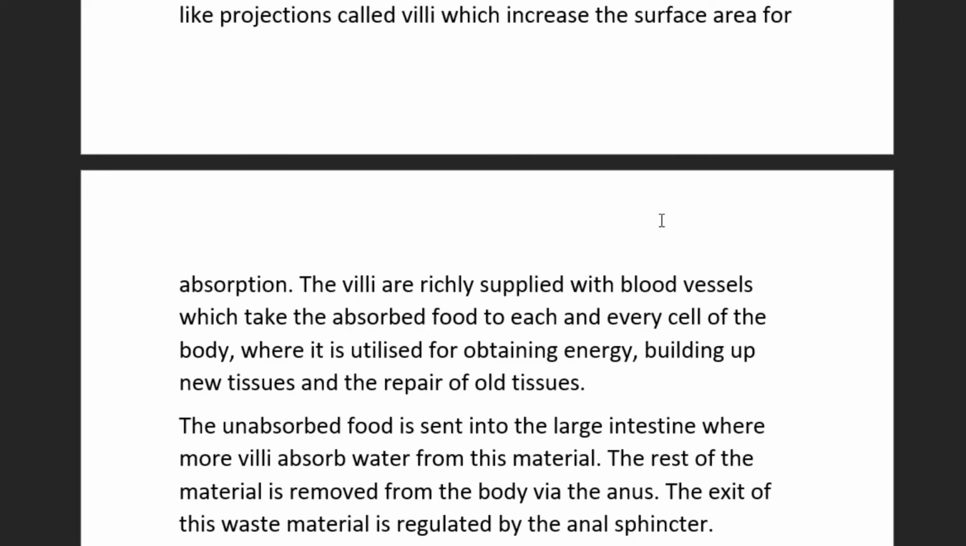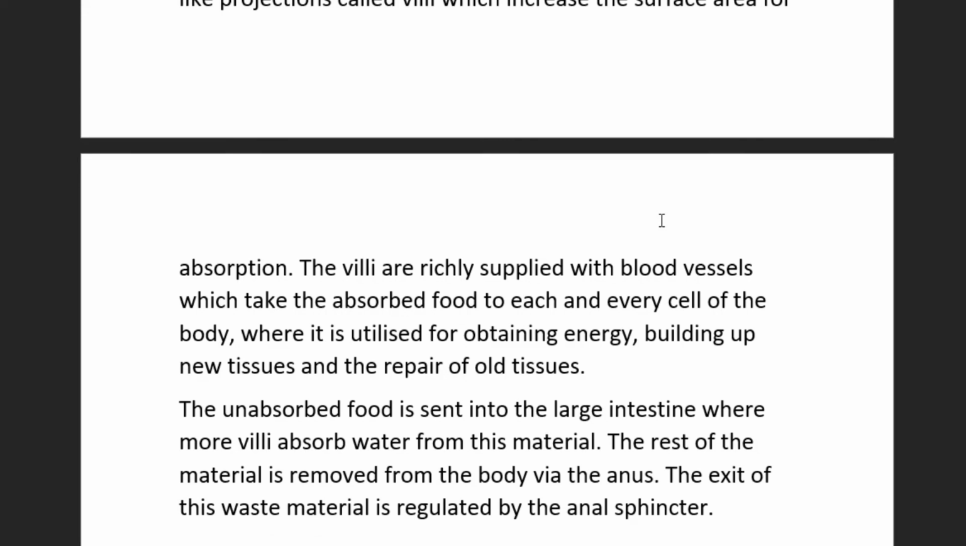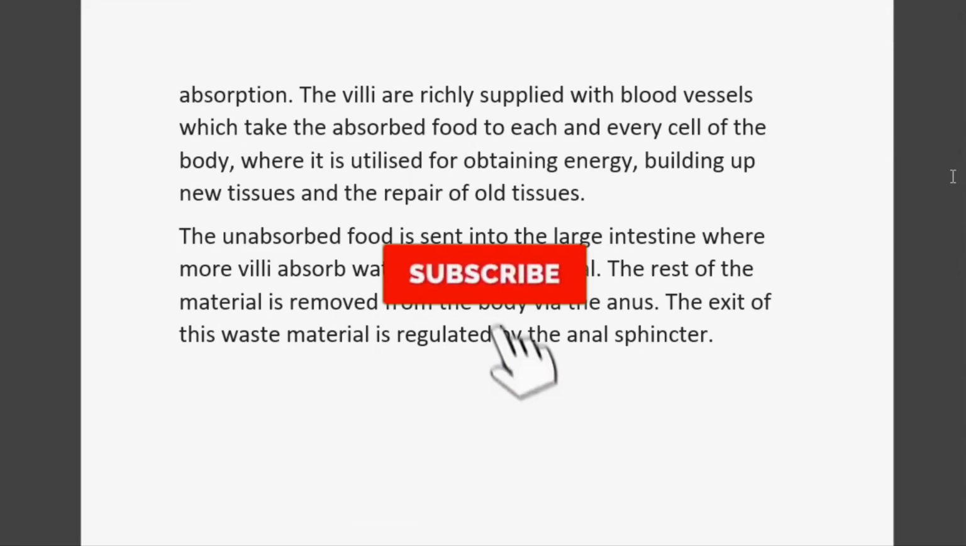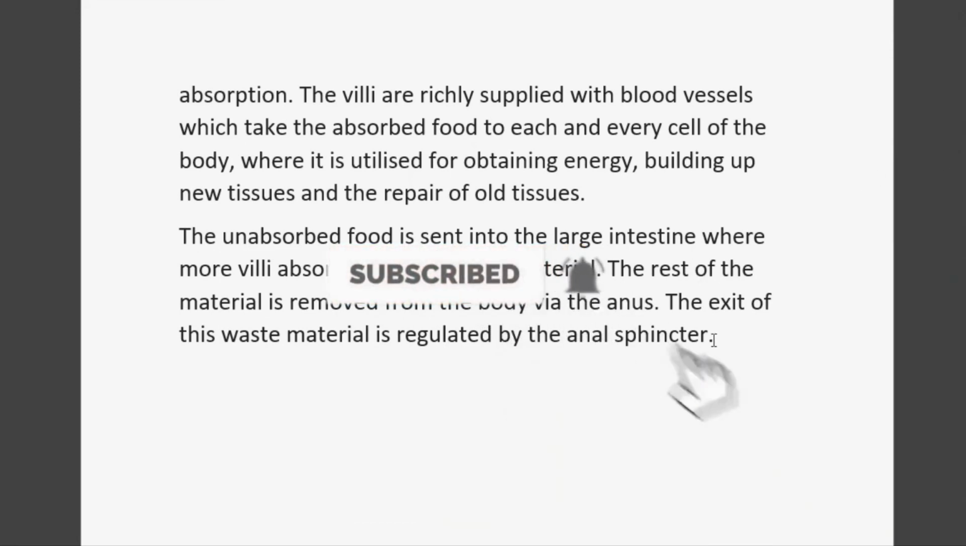Okay, and the unabsorbed food moves to the large intestine, where the villi absorb water from this material, and the rest of the material is removed from the body via the anus. The exit of this waste material is regulated by the anal sphincter. So this is about the digestive system of human beings.